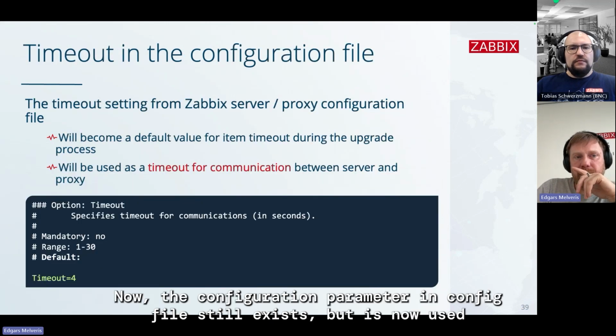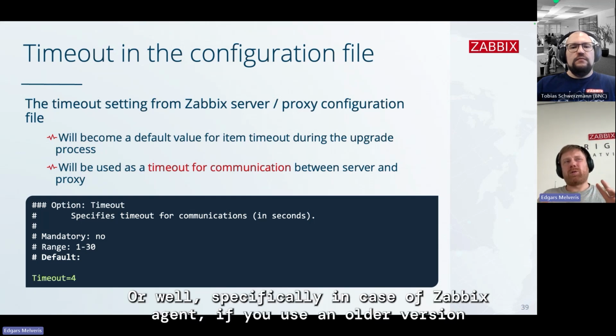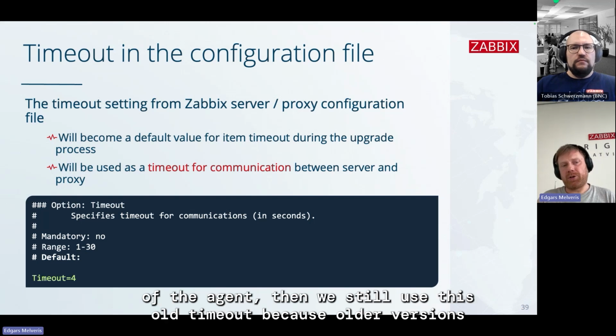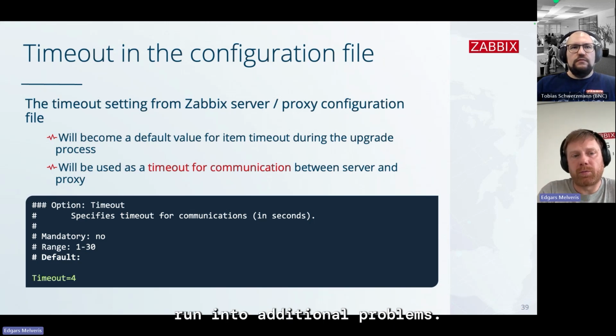Okay, now the configuration parameter in the config file still exists, but is now used only for communication timeout. Or, well, specifically in case of Zabbix agent, if you use an older version of the agent, then we still use this old timeout because older versions of the agent do not know about these increased timeouts, and we could run into additional problems then.